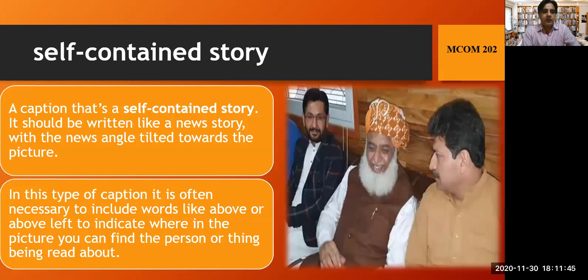A caption that has a self-contained story should be written like a news story with the news angle tilted towards the picture. In this type of caption, it is often necessary to include words like above or above left, to indicate where in the picture you can find the person or thing being read about. That is called the self-contained story. You can actually write a self-contained story for this picture where there are two journalists speaking to Maulana Fazlur Rahman, a very famous politician of Pakistan.